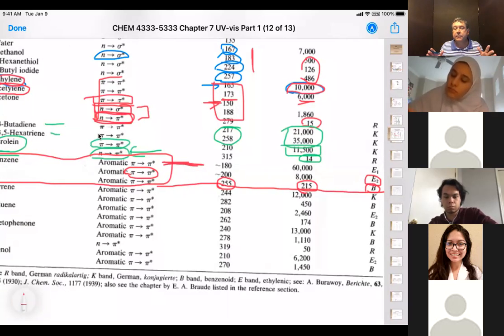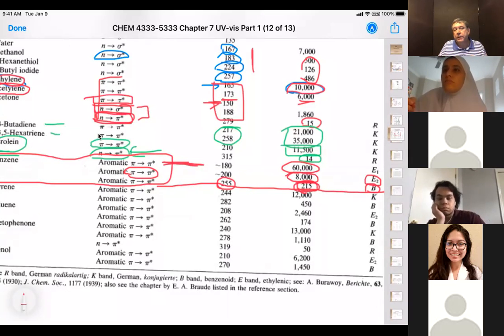Does that make sense? And notice that the isolated pi cloud has a higher extinction coefficient than the delocalized pi cloud versus the actual aromaticity-related band. Okay, did that clear it up? Okay.